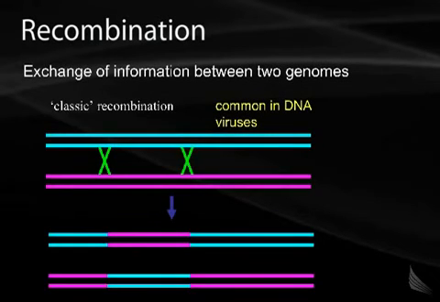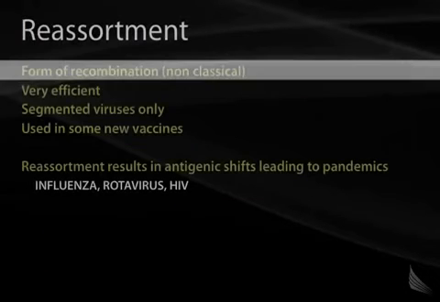Recombination is the exchange of information between two genomes. It's very common in DNA viruses. Classic recombination is shown in this figure. You have a blue and a pink strand of DNA. They recombine so that some of the pink genes are transferred to the blue DNA, and vice versa, the blue goes over to the pink. Therefore, we have the opportunity for new mutations, new rearrangement of genes, new antigens.